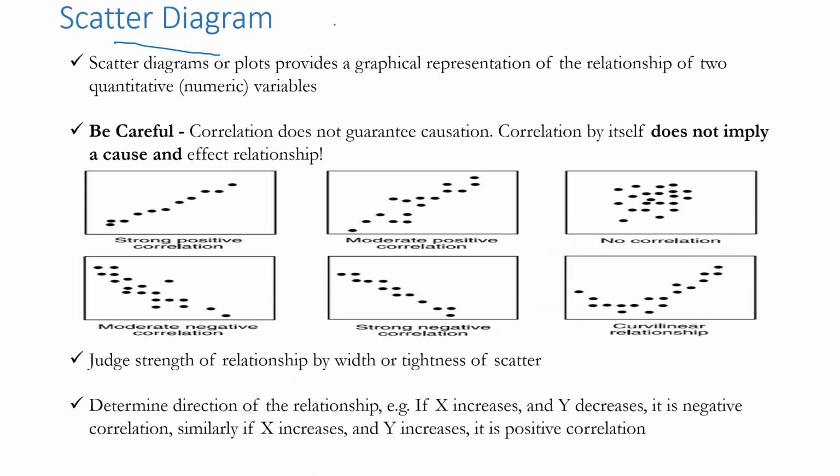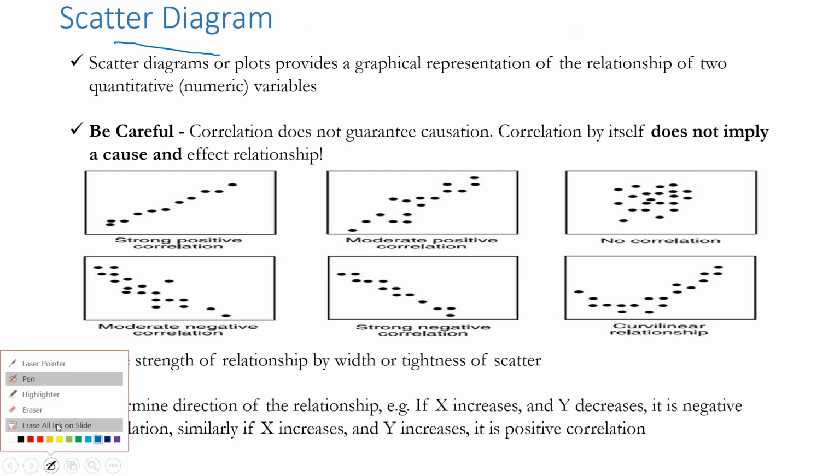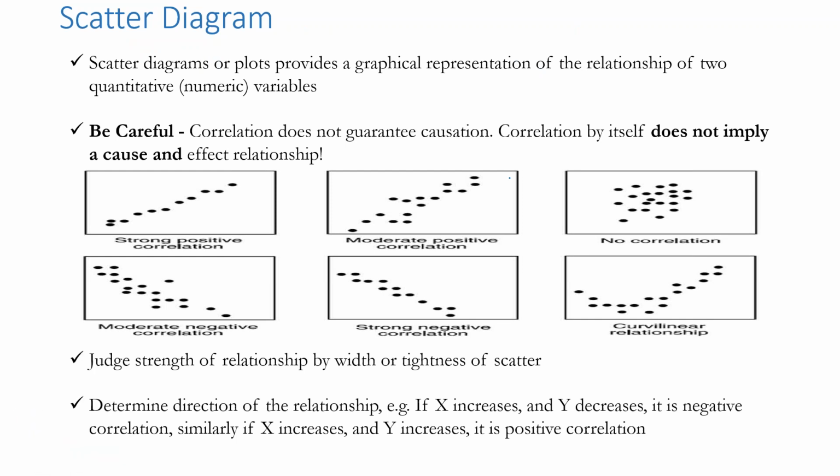Now, let me ask you this question. What are the various things that a scatter diagram helps us understand? Yeah, guys, please be vocal, please participate. Linearity, correlation, strength. Very good.